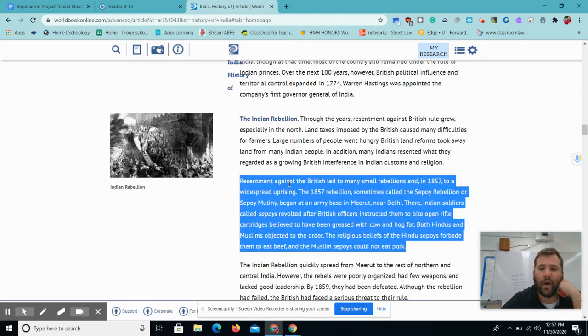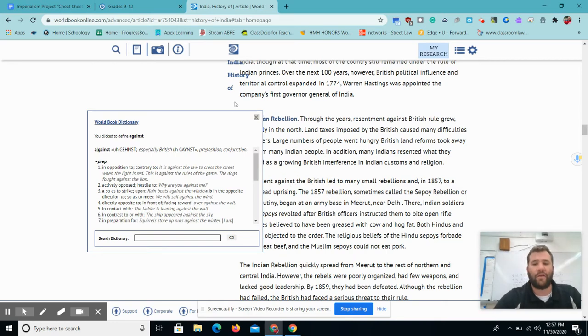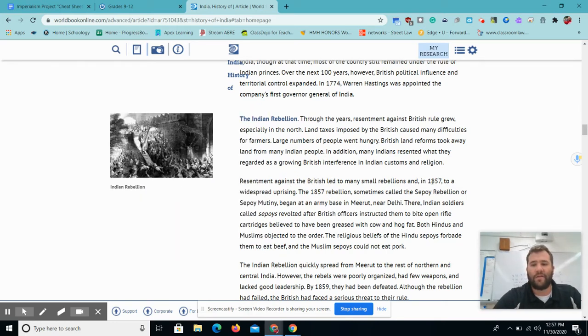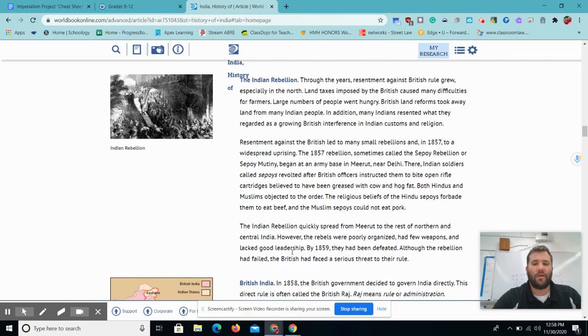So what caused the uprising? Well, resentment against the British led to many small rebellions, and in 1857, a widespread uprising. The 1857 rebellion, sometimes called the Sepoy Rebellion or the Sepoy Mutiny, began at an army base near Delhi. There, Indian soldiers called sepoys revolted after British officers instructed them to bite open rifle cartridges believed to have been greased with cow or hog fat. Both Hindus and Muslims objected to the order. The religious beliefs of the Hindu sepoys forbade them from eating beef, and Muslim sepoys could not eat pork.